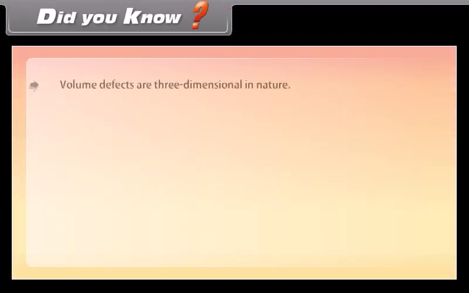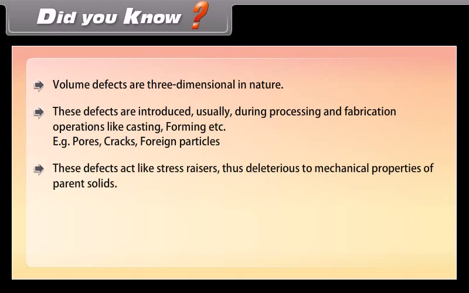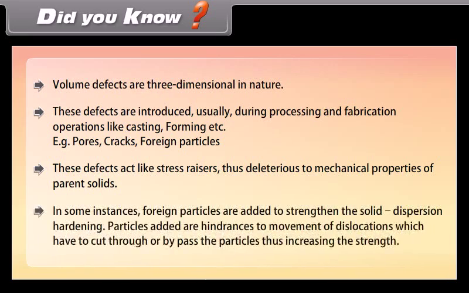Did you know volume defects are three-dimensional in nature? These defects are introduced usually during processing and fabrication operations like casting, forming, etc. Examples: pores, cracks, foreign particles. These defects act like stress raisers, thus deleterious to the mechanical properties of parent solids. In some instances, foreign particles are added to strengthen the solid, called dispersion hardening. Particles added are hindrances to movement of dislocations, which have to cut through or bypass the particles, thus increasing the strength.